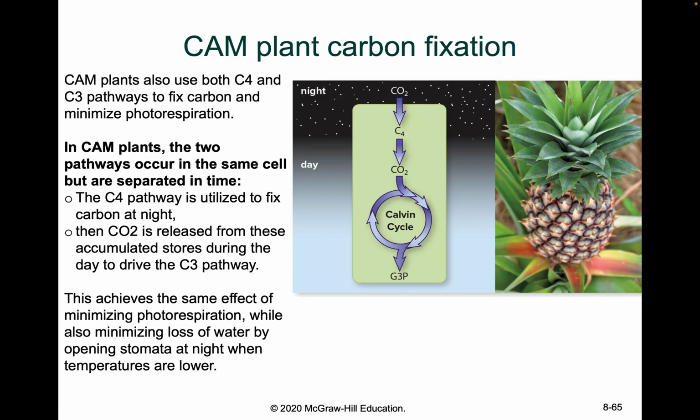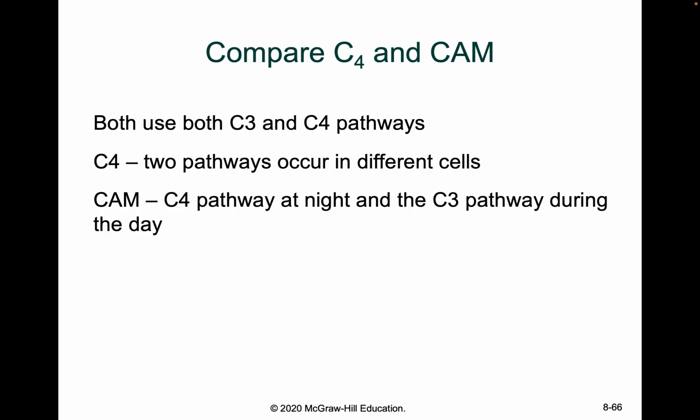So again, I'm going to show you the comparisons between the C4 and CAM. C4 and CAM plants both use the C3 and C4 pathways. C3 is the Calvin cycle, and the C4 pathway is the PEP, where we take carbon dioxide and add it to PEP to give us oxaloacetate. So both of them use it.